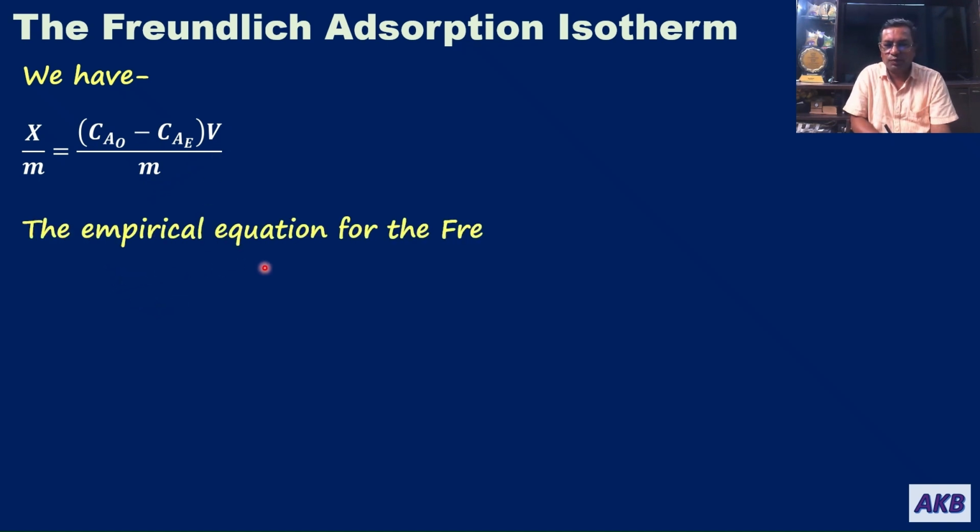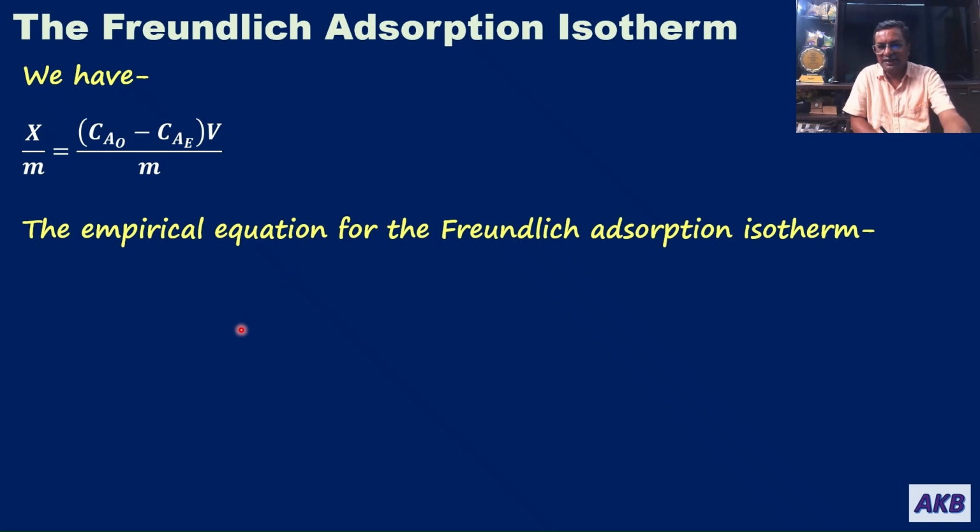Now the empirical equation for the Freundlich adsorption isotherm. What is that equation? We are directly using that equation. There is no need of deriving it because it is an empirical equation. It has been obtained by using the experimental data. What is left with us? We have to just verify that equation by our experimental data. That is the main thing.